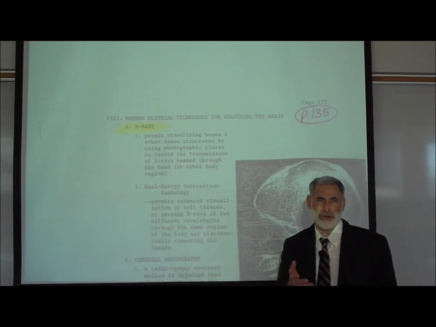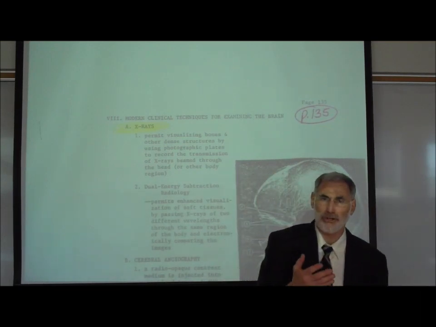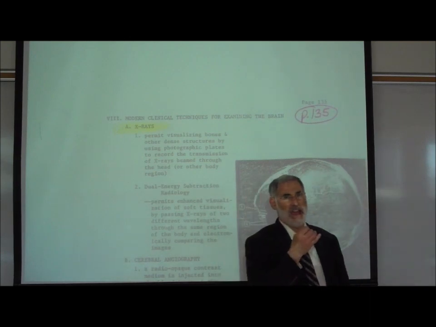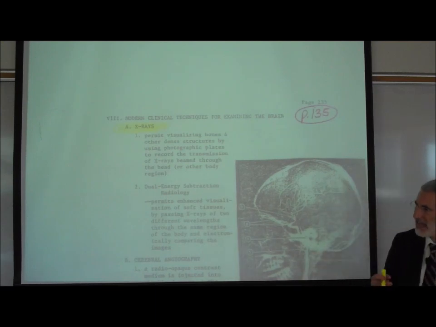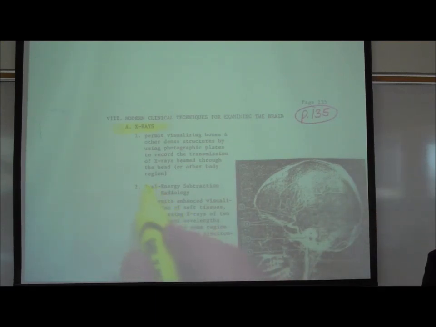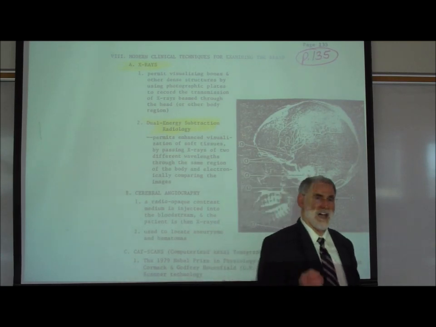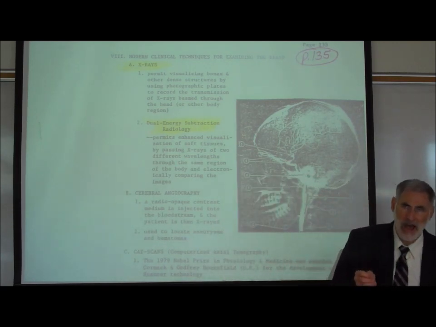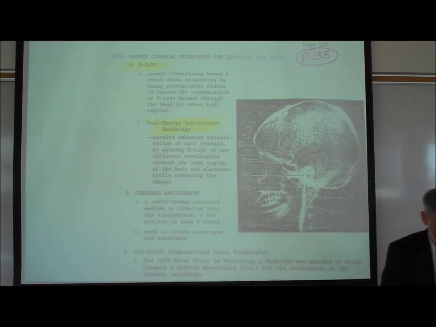In other words, X-rays are commonly used to see if you have a break or fracture in a bone, to see if you have a hole or a cavity in a tooth, but they can't be used to see soft structures. There's something called dual energy subtraction radiology, which uses X-rays of two different wavelengths, and that is analyzed and can be used to visualize soft tissue structures.